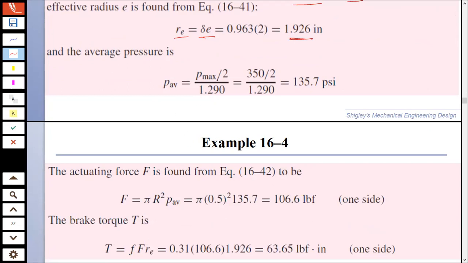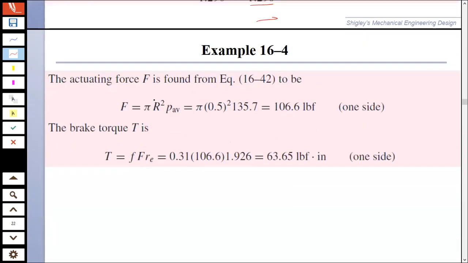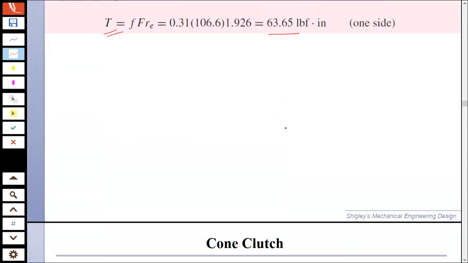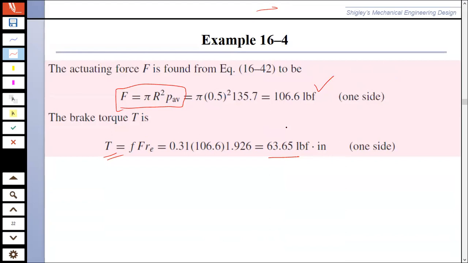So P max they have given, that is 350. They are saying half of that, so that is 350 by 2 and 1.29, which is 1.35. Actuating force, how much will it be? We already know the formula: F is equal to pi R square P average. Putting the values, that is 106.6, and your T is equal to 63.65. And this is on one side, okay? So that was about the disc brake, either the annular or the circular disc brake.